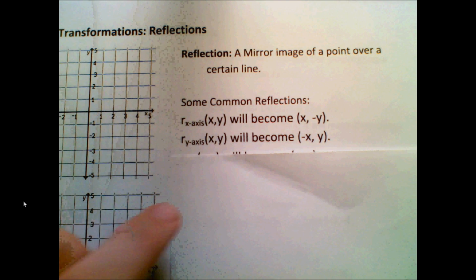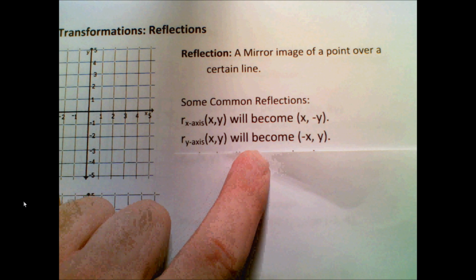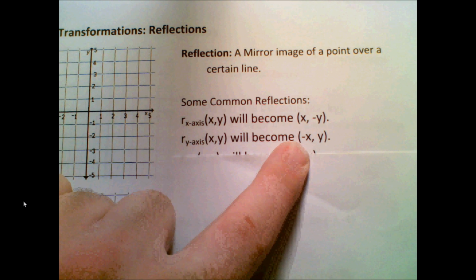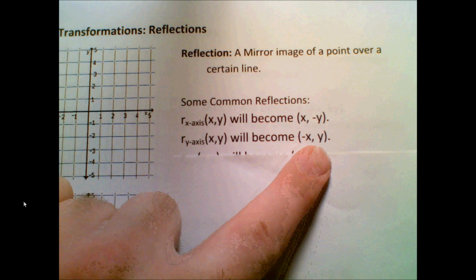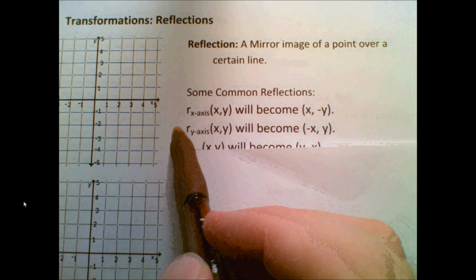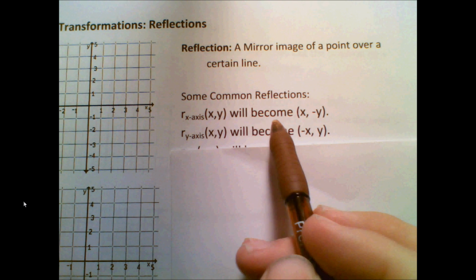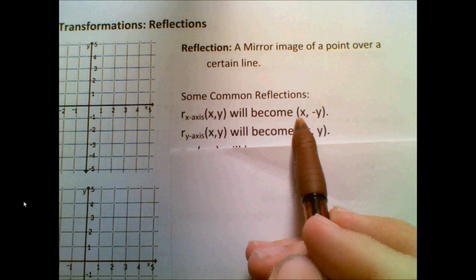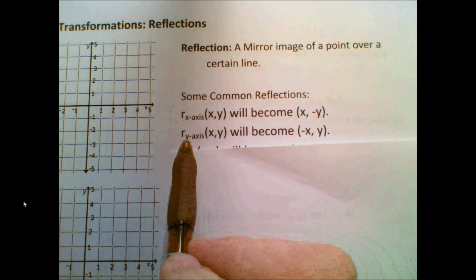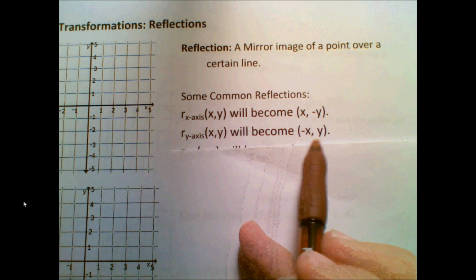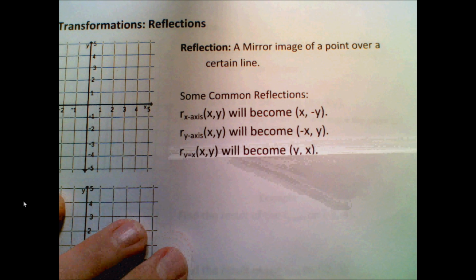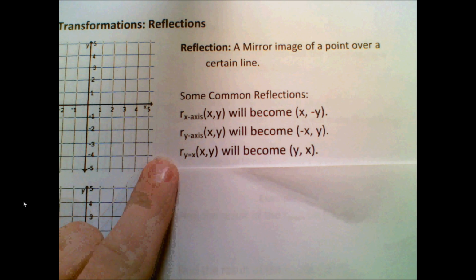Anyway, the reflection over the y-axis is basically the opposite of the x-axis. We have (x, y) becoming (negative x, y). Now the key thing is, when you're reflecting over the x-axis, you're not changing the x value, you're negating the y value. Same thing here, when you're reflecting over the y-axis, y stays the same, but you negate the x. A little trick for you to remember it.